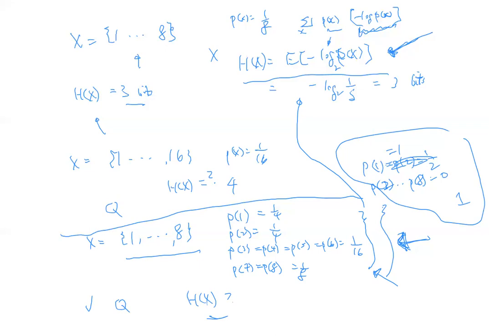So here, HX is equal to the expectation of minus log px. Sorry, this one I need to be careful, this should be big X here. Now, what does expectation mean?